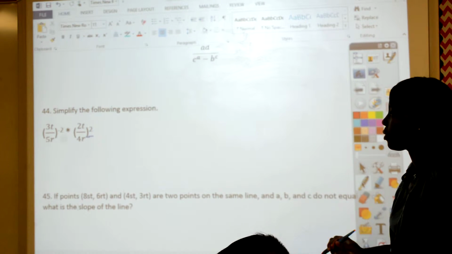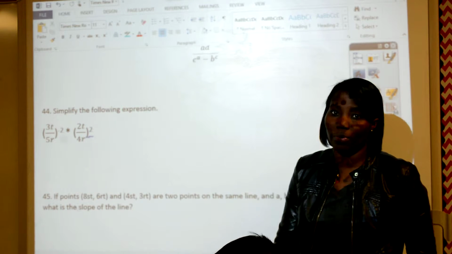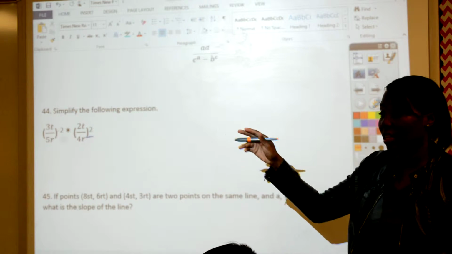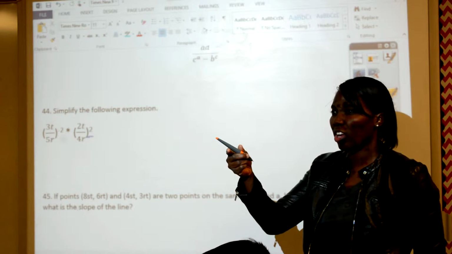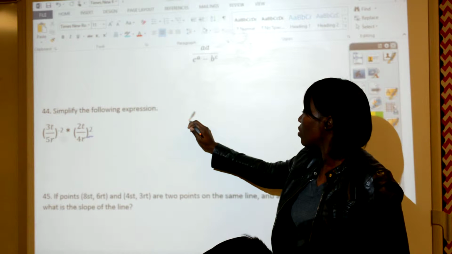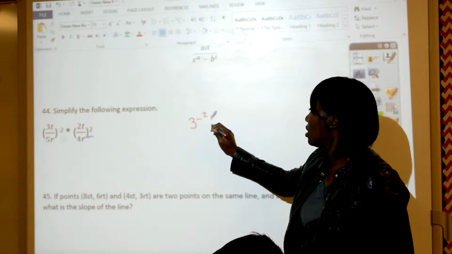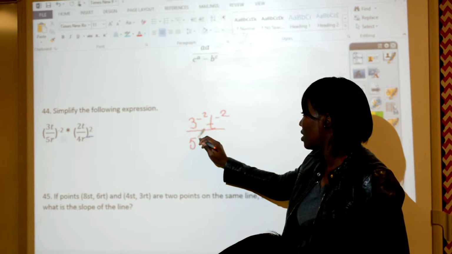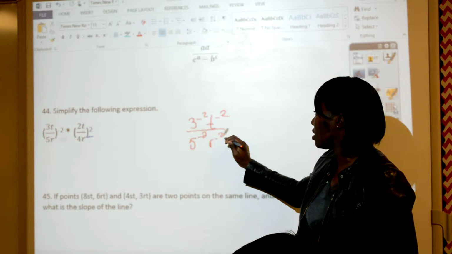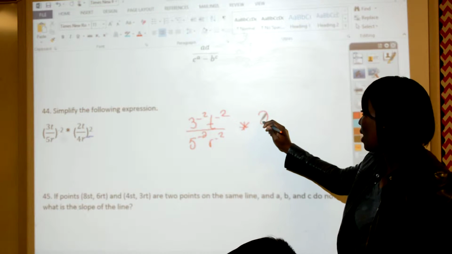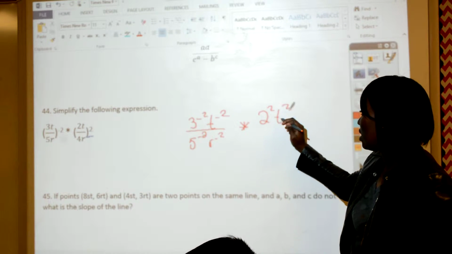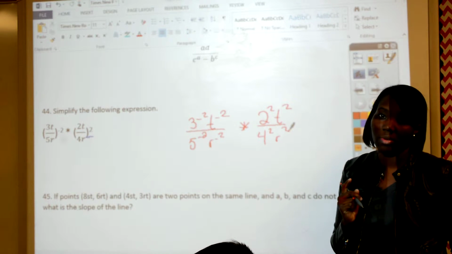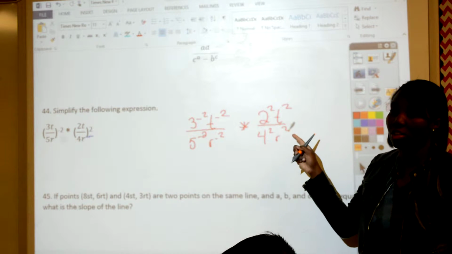So let's look at number 44. That actually, everything is inside of the parentheses on that problem. And the exponent on the outside gets distributed to everything in the parentheses. So, if you distribute, you get 3 to the -2, t to the -2, divided by 5 to the -2, and r to the -2. And then we multiply it by 2 squared, t squared, over 4 squared, and r squared. So you distribute that -2 to everything in the parentheses, and then 2 to everything in the parentheses.